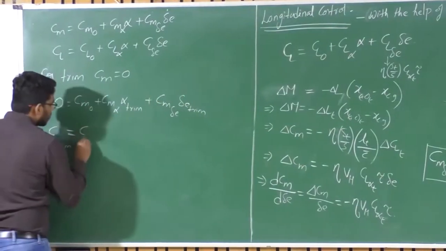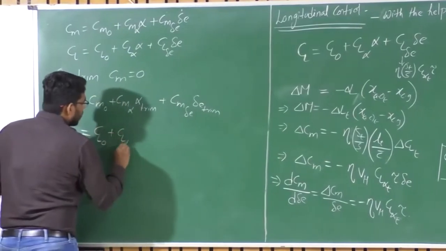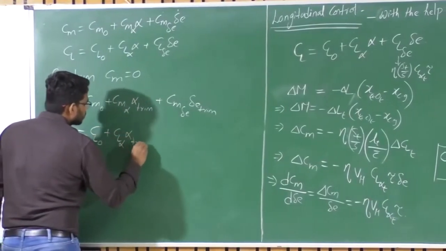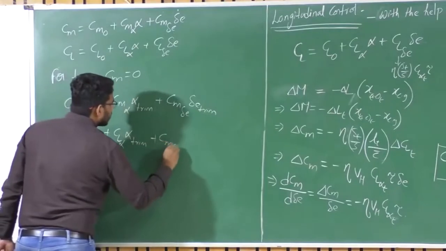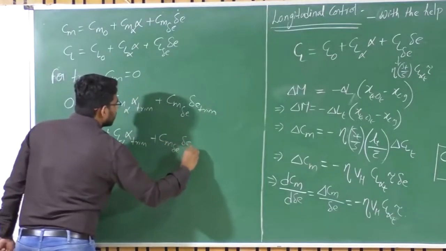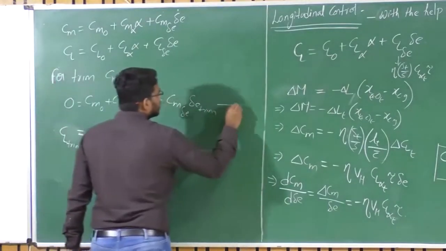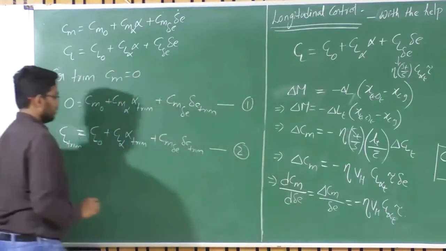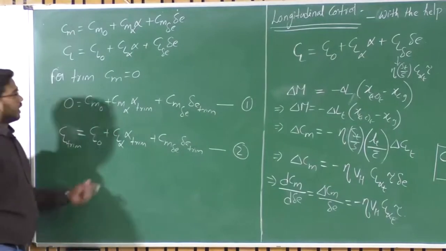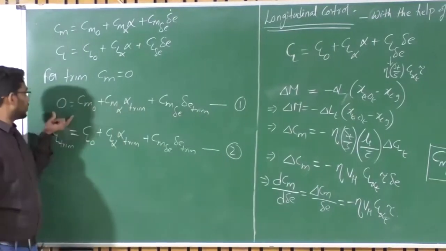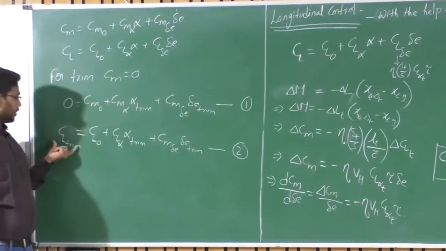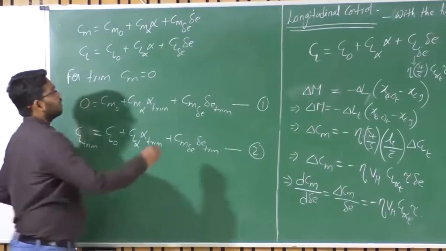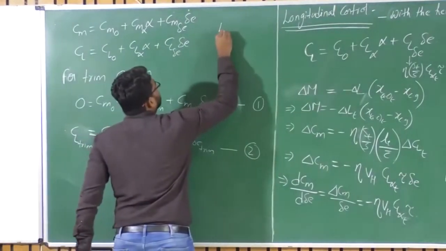Okay. So this is equal to CL naught plus CL alpha times alpha trim plus CL delta E times delta E trim. Say this is my equation 1 and this is my equation 2. So I have two equations. See, Cm is 0 here and we know CL trim. So how can we find CL trim? From lift is equal to weight.